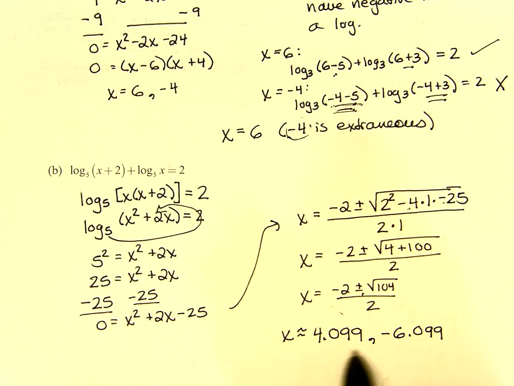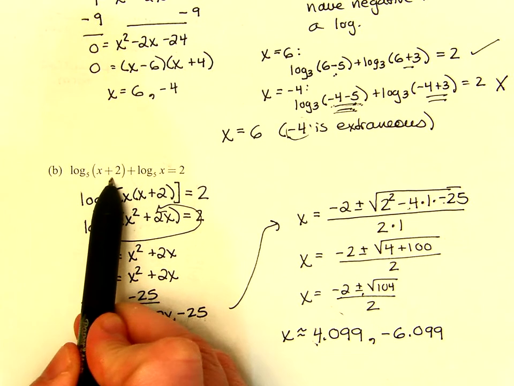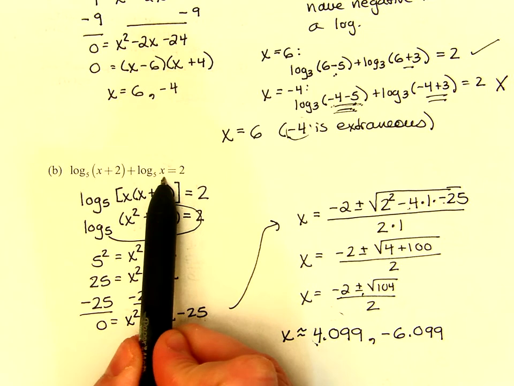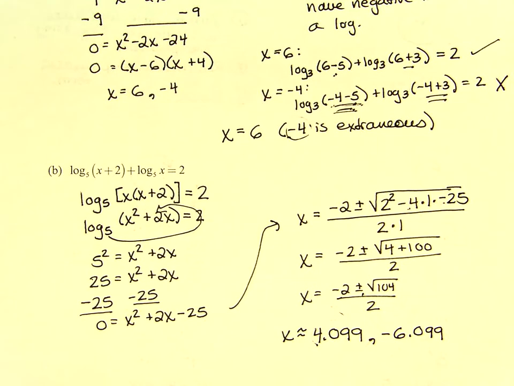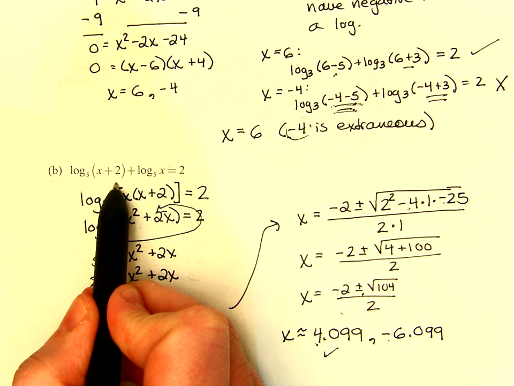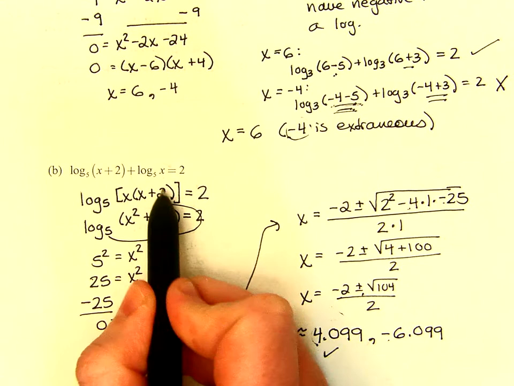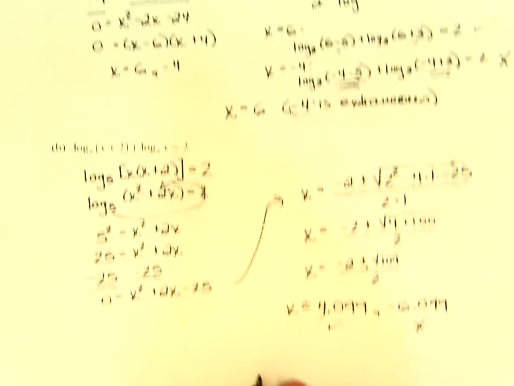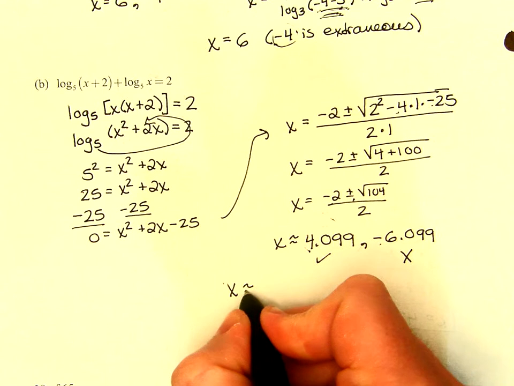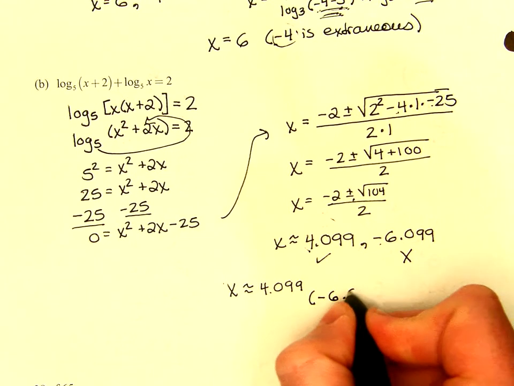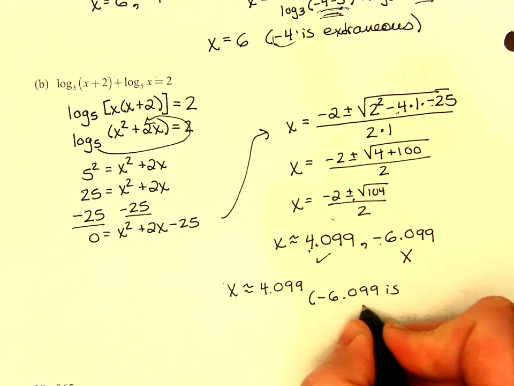If you plug in 4.099 and add 2 to that, you're going to get a positive number inside the logarithm. If you just plug in 4.099 as is over here, you've got a positive number inside that logarithm. So that one's good. Plug in negative 6.099, add 2 to that. No, you've got a negative inside your logarithm. And if you plug it in over here, you're also going to have a negative inside your logarithm. That one doesn't work. So I'm going to say that my answer is x is approximately 4.099, and that negative 6.099 is extraneous.